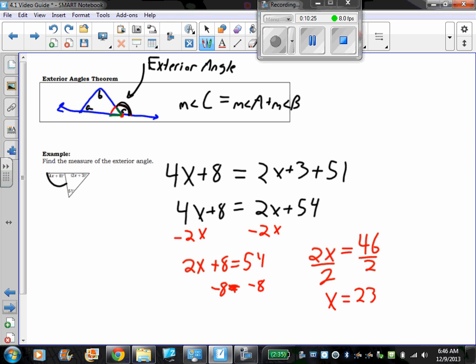Now once we have x, we can plug it back into here to get our exterior angle. 4 times 23 plus 8. And what that's going to give us then is 92 plus 8, which equals 100 degrees, and that's the measure of the exterior angle.